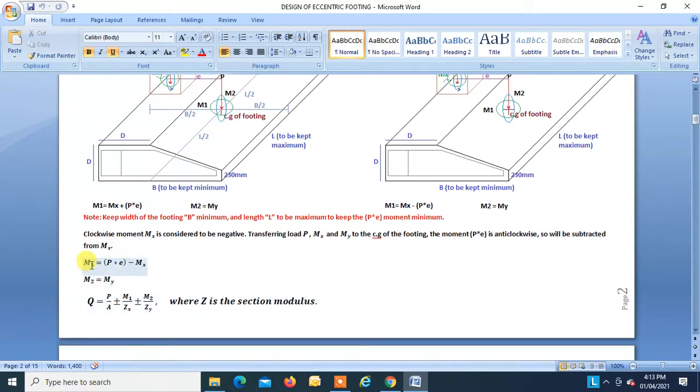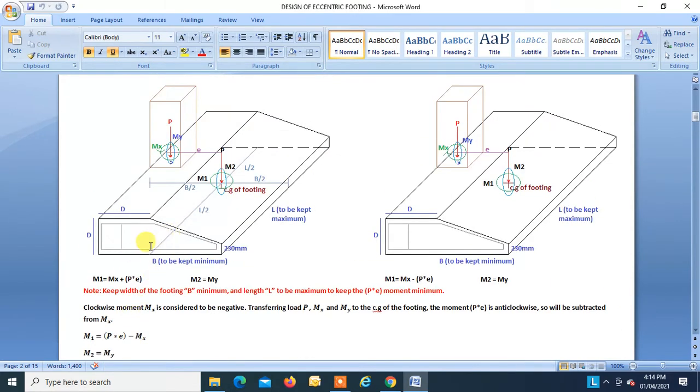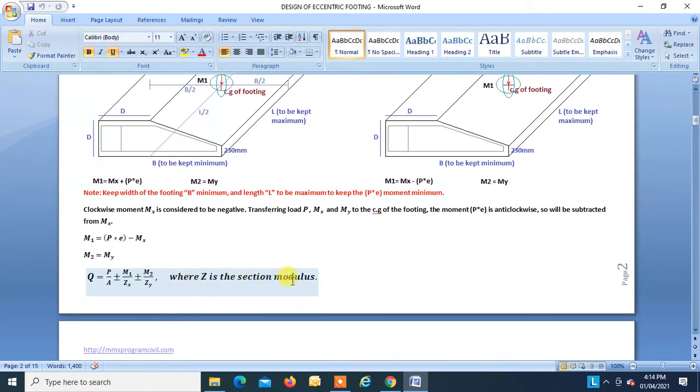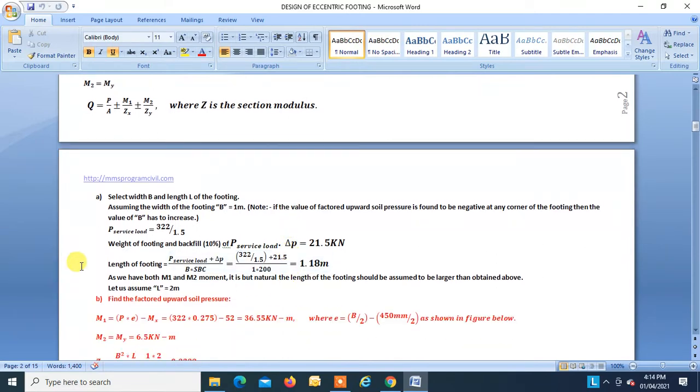So our M1 formula will be P into E minus Mx, and M2 is equal to My. The formula for finding the upward soil pressure q is this: we know, P by A plus minus M1 by Zx plus minus M2 by Zy, where this is our x-axis and this is our y-axis. Now Z is the section modulus. So let us start the design of the footing.